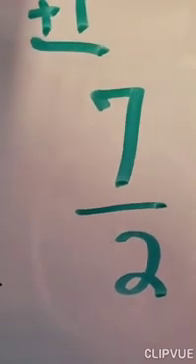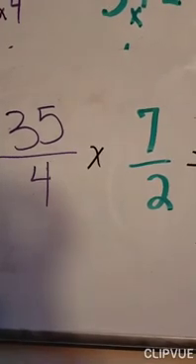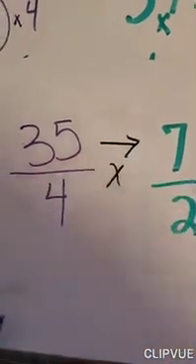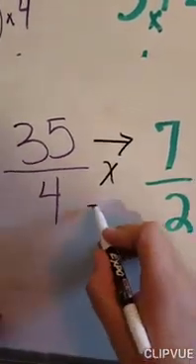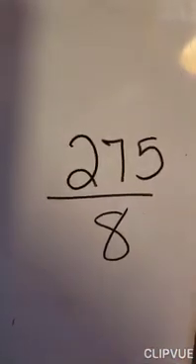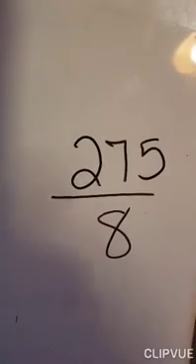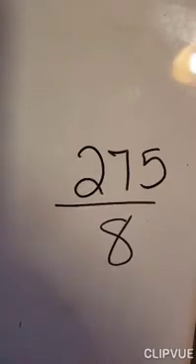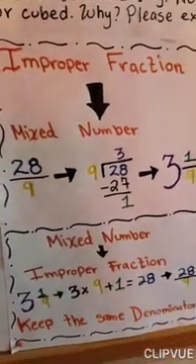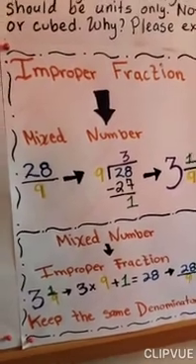Okay, next step is 35/4 times 7/2. Let's go ahead and get 35 times 7 or times 2 would give you the answer 275/8. Now let's go to our anchor chart. Since we have an improper fraction, we now need to turn it into a mixed number. Now again, according to our anchor chart, in order to get an improper fraction to a mixed number, we need to divide.